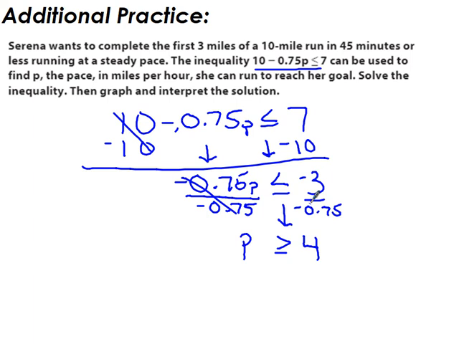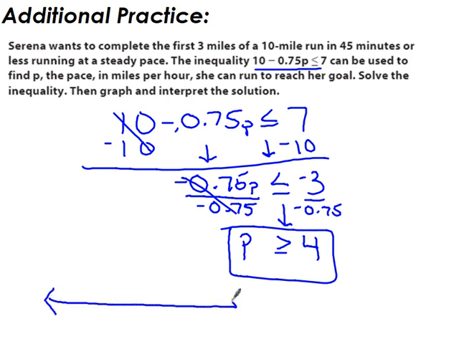So here's what we figured out. This is her target pace right here. So this is the pace in miles per hour. So she can run 4 miles per hour in order to achieve her goal. And she can run at least 4 miles per hour. It does ask us to graph. So I'm going to zoom in here on 4 on my number line. So if she goes 4 miles per hour or greater, so at least 4 miles per hour, if she runs 5 miles per hour, 6 miles per hour, then she will reach her goal of 3 miles in 45 minutes or less. Okay.